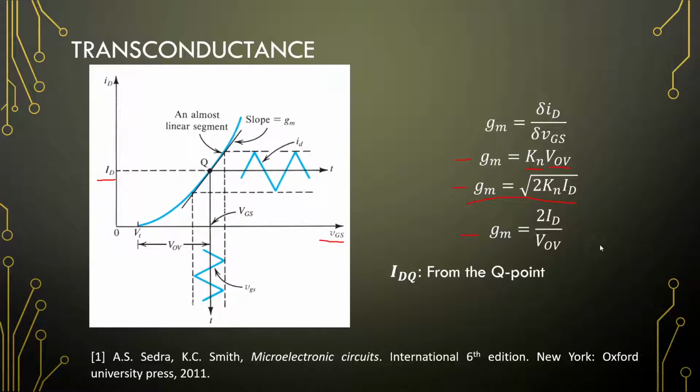And that is it for the small signal model and AC parameters of our MOSFETs. And I will see you in a next video when we will do some analysis of the three different amplifier configurations of the MOSFET.